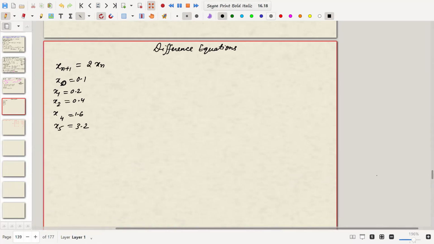So you can see that the values of x_n are increasing as n is increasing. Do you agree? So how should x_n behave as n tends to infinity? Anyone? What happens to x_n as n tends to infinity?